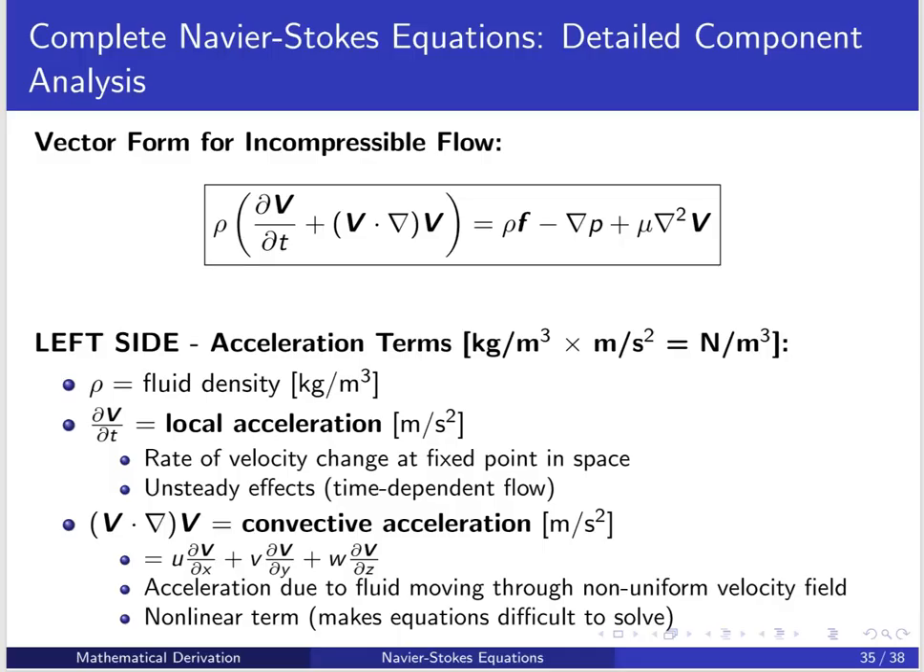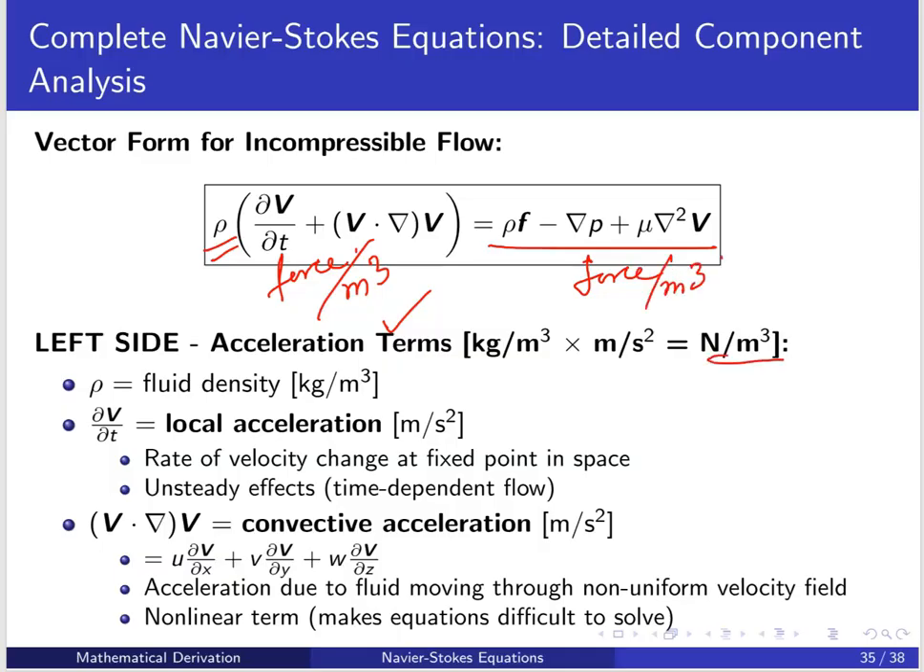So the vectorial form is rho ∂v/∂t plus (v dot nabla) v is equal to rho f minus grad p plus mu into nabla squared v. The left hand side, the acceleration term, is in Newton per meter cube. Here that is force per meter cube. Remember that in the Navier-Stokes equation, with the rho here, it will be force per meter cube. These are also force per meter cube.